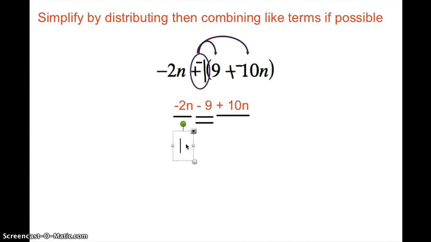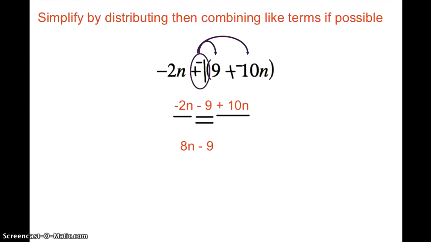I'm going to add the coefficients or add their first names. So I'm going to start with -2n and +10n. Positives are going to win by 8. So when I combine like terms, I get 8n minus 9 because 9 is in its own family.